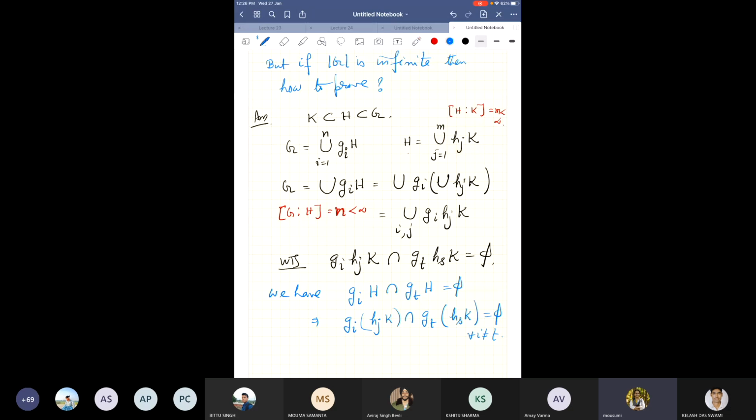So since h_j K intersection h_s K is empty, I can say from here that g_i h_j K intersection g_i h_s K is also empty. Therefore, it is done. Is it fine?